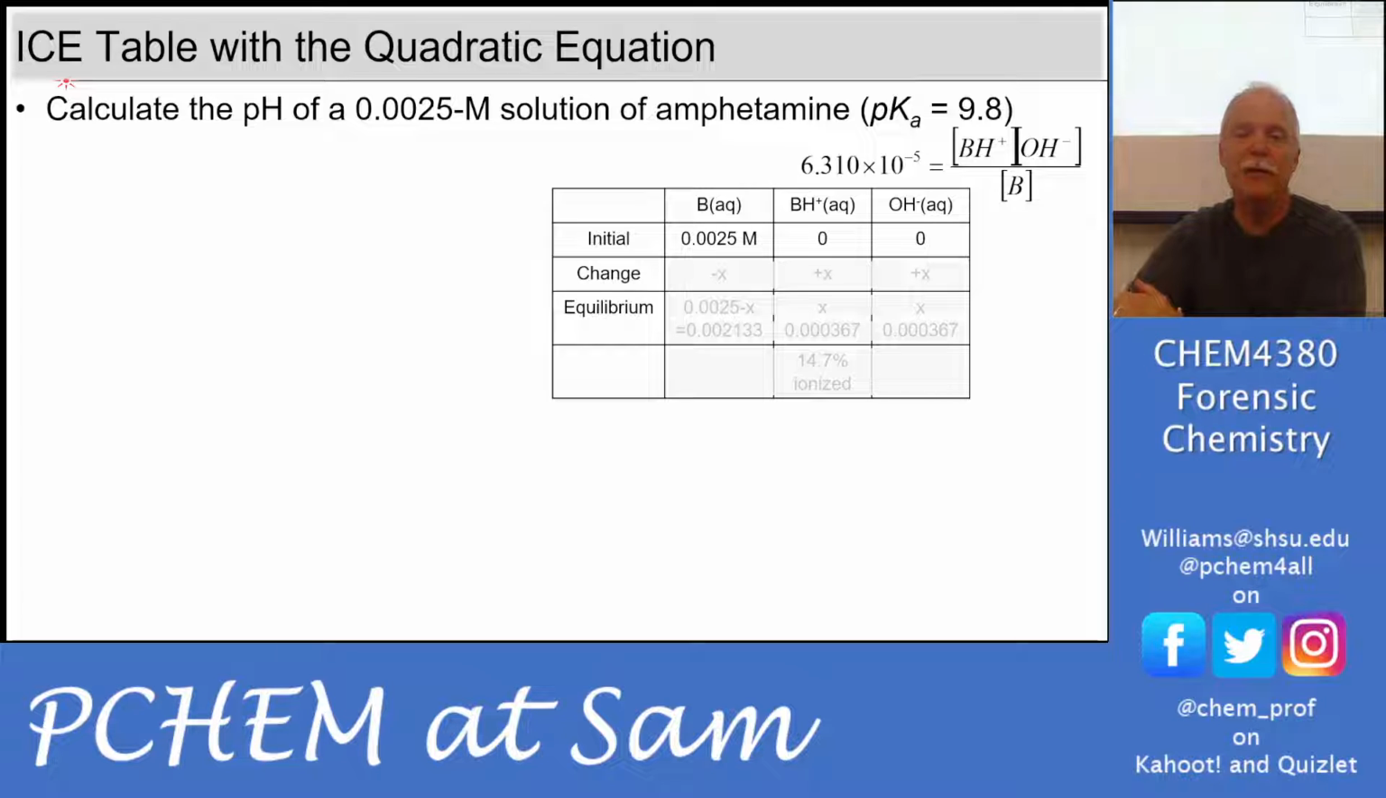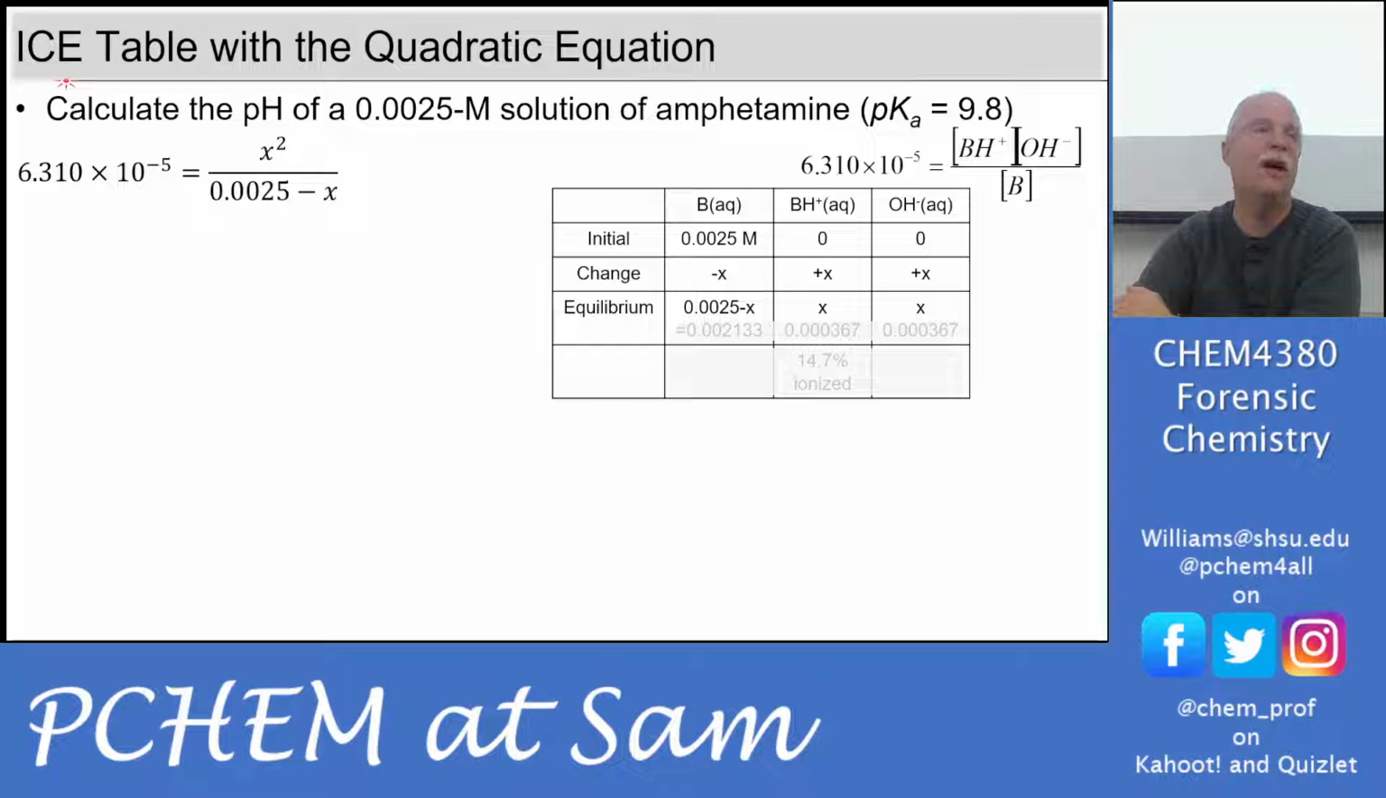So here's my ice table. My C base is 0.0025 molar. We have our change, minus x and plus x, plus x. And then at equilibrium, I've got to keep that minus x in the denominator for my equilibrium constant expression. So here we have x squared over 0.0025 minus x. So we've got to rearrange this to get it in the standard form for the quadratic equation.